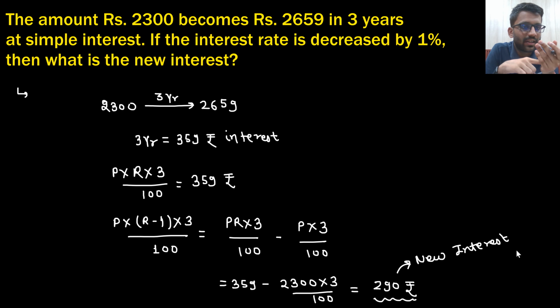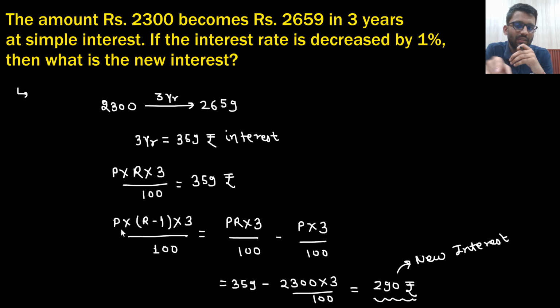Now what is the interest rate? The interest rate is decreased by 1%. So if the interest rate is decreased by 1%, how much will you pay me? This much you will pay me, right? P into (R minus 1) into 3 by 100. The principal amount, R minus 1% of the principal amount for 3 years, right?